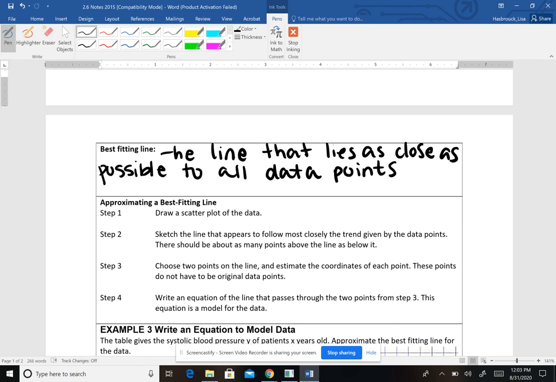To approximate this line, these are the directions for doing it. You first want to draw the scatter plot, so you're going to plot all those points of data. Then you'll sketch a line that looks like it follows closely to the data points. So there should be, like I said, as many points above as below the line. Then you're going to choose 2 points on that line that you drew. You're going to estimate the coordinates, so you're going to estimate what each point is, and then keep in mind these do not have to be original data points. So we're not using original data points, we're using 2 points on the line you drew. And using those 2 points, we're going to write an equation of the line.